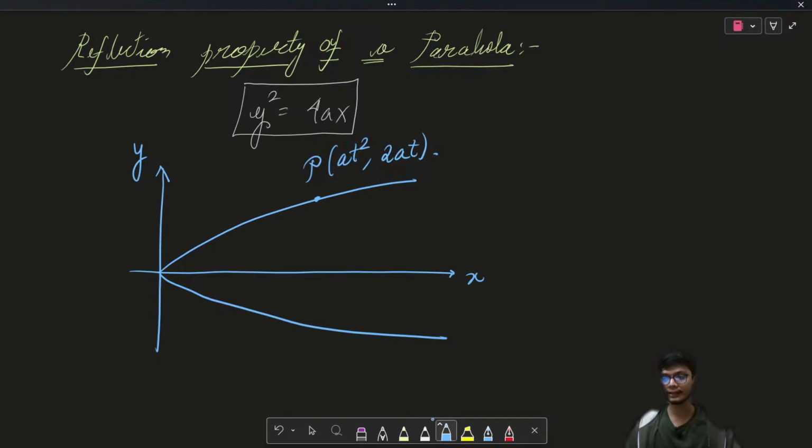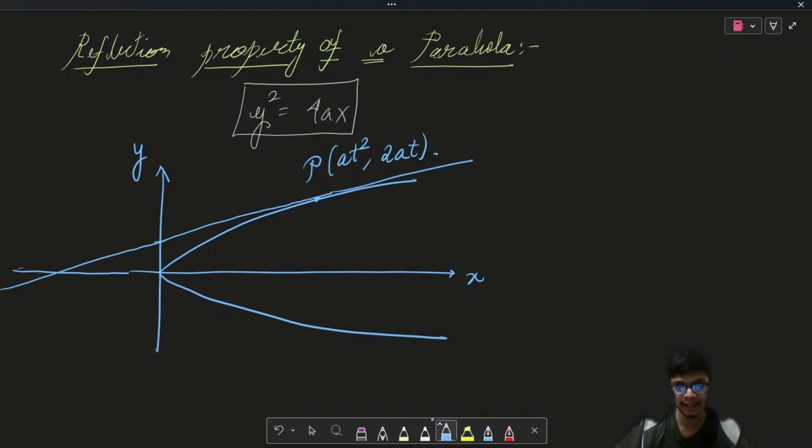Now let us say that I try to draw a tangent at this point P such that it meets the axis of the parabola at some point. So let us draw a tangent at this point P of this parabola such that this tangent at point P meets the axis of the parabola at point T. And let us also call the vertex of the parabola V.